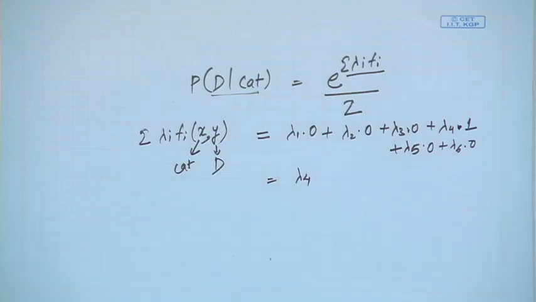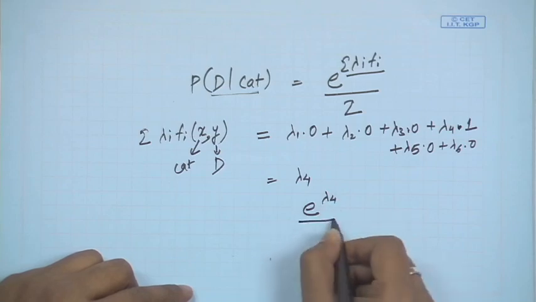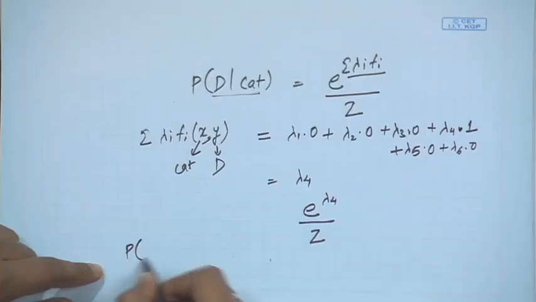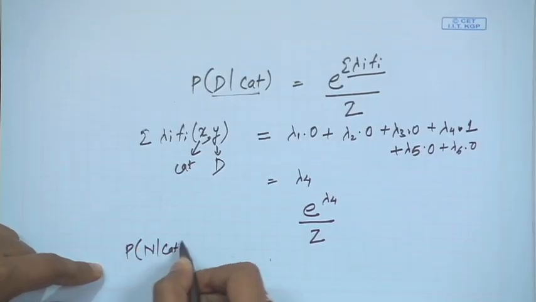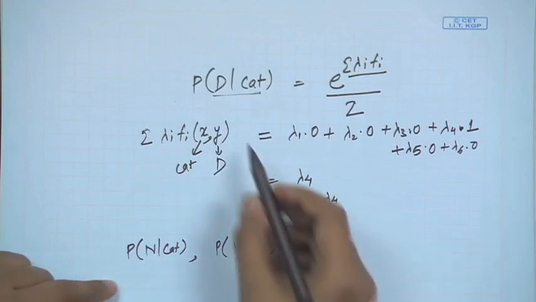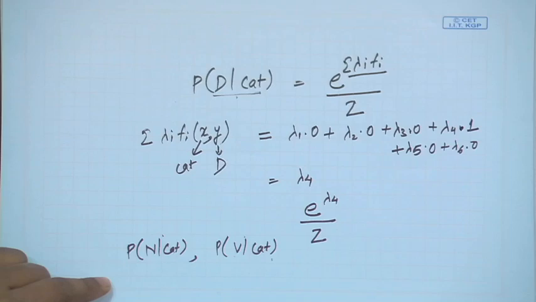Okay. So now what is my probability? It will be e to the power lambda 4 divided by z. Now how do I find out z? To find out z, you have to actually compute the other 2 probabilities also. So you have to compute probability n given cat, probability v given cat, okay, and then you can make this plus this plus this equal to 1. So let me quickly do that.